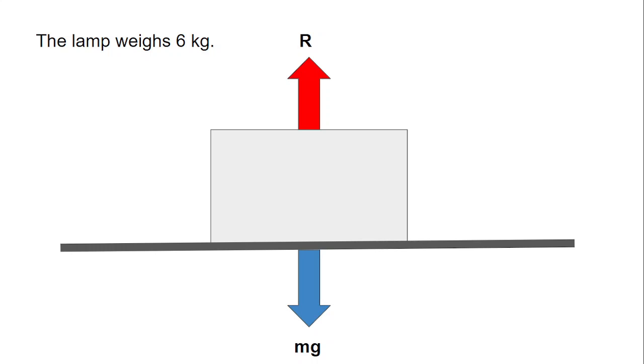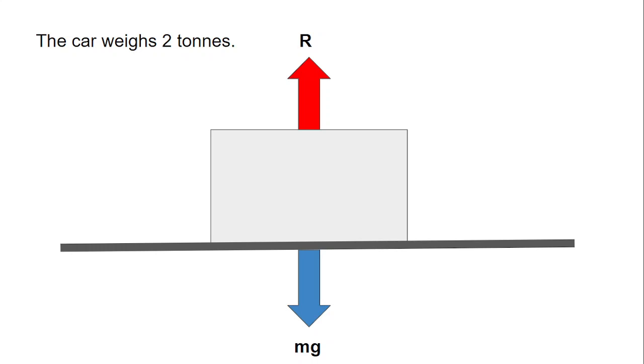What is the value of R? R equals 6 times 9.8. R equals 58.8 newtons. So far, we have been using the same object, a lamp, but we could think of another object, such as a table, for instance. In this case, the table weighs 20 kilos. M equals 20. R equals 20 times 9.8. R equals 196 newtons.